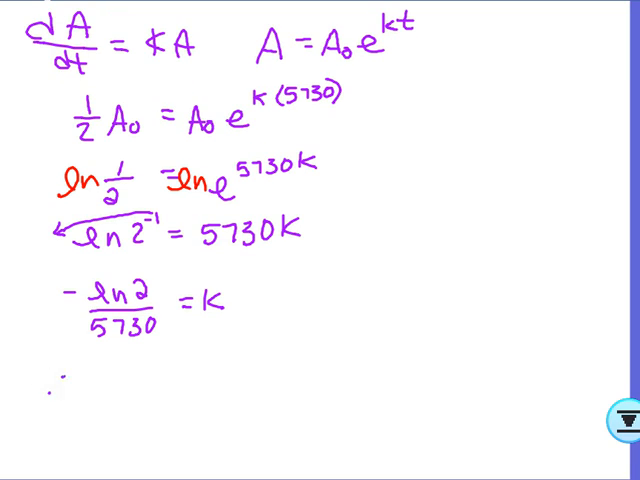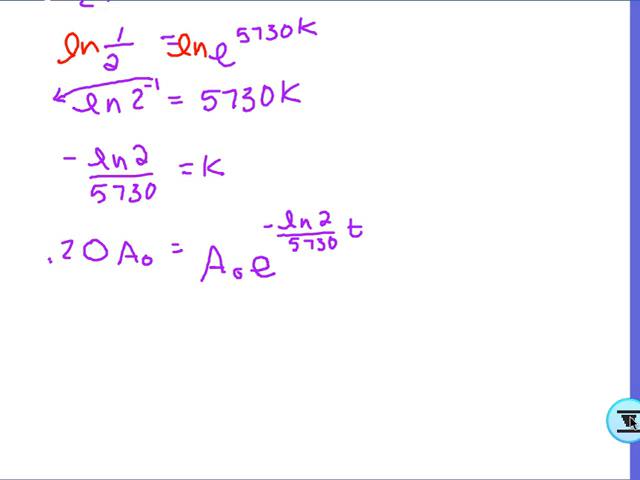So I've got 0.20 A naught, because I have 20% left, is equal to my A naught e to the. Now I know my k, which is negative natural log of 2 divided by 5730. Remember, this is all in the exponent. It doesn't look like it very much, though. Here, let me try to fix that. So now my A naught looks weird. Sorry. There. And then I've got my t, right? So now it's just a matter of solving. So I'm going to divide both sides by A naught.